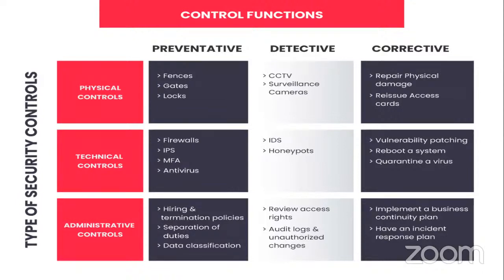Then we have the physical detective controls, such as CCTVs and surveillance cameras, that are ideally placed on the fences and the gates, and in the corridors, maybe, just to see who accessed what room at what time. Did they carry anything, for instance? Then we have key cards, which will also help in that.